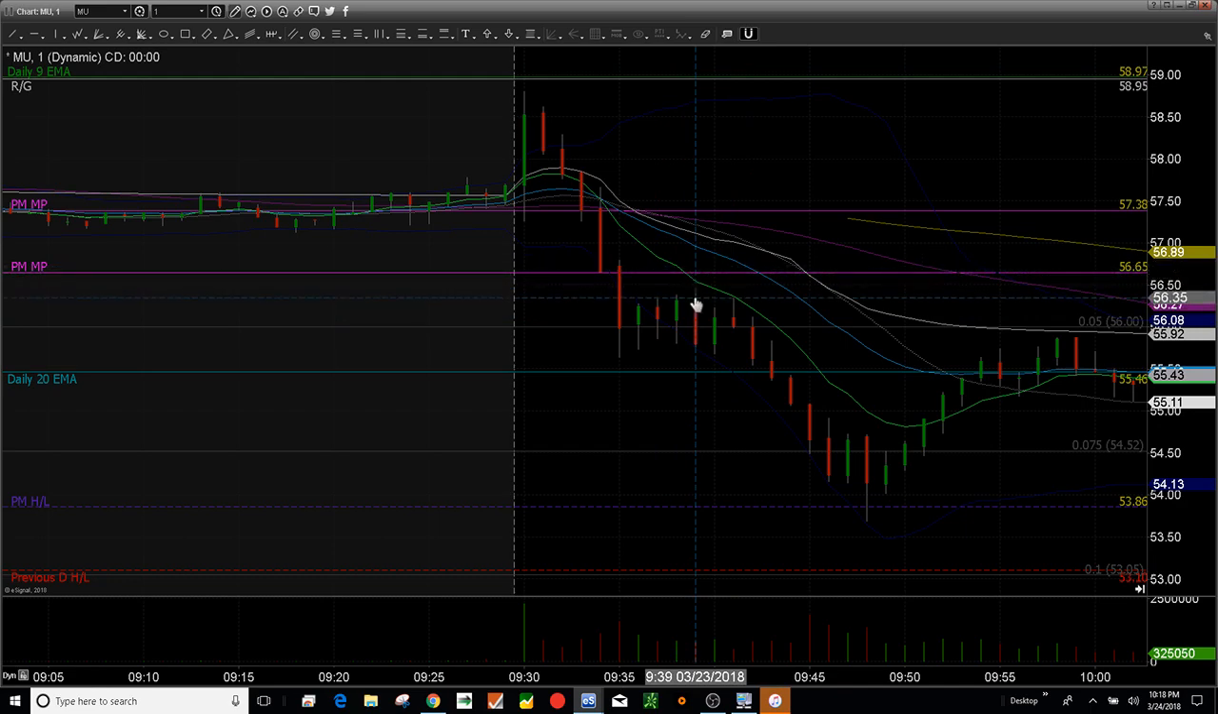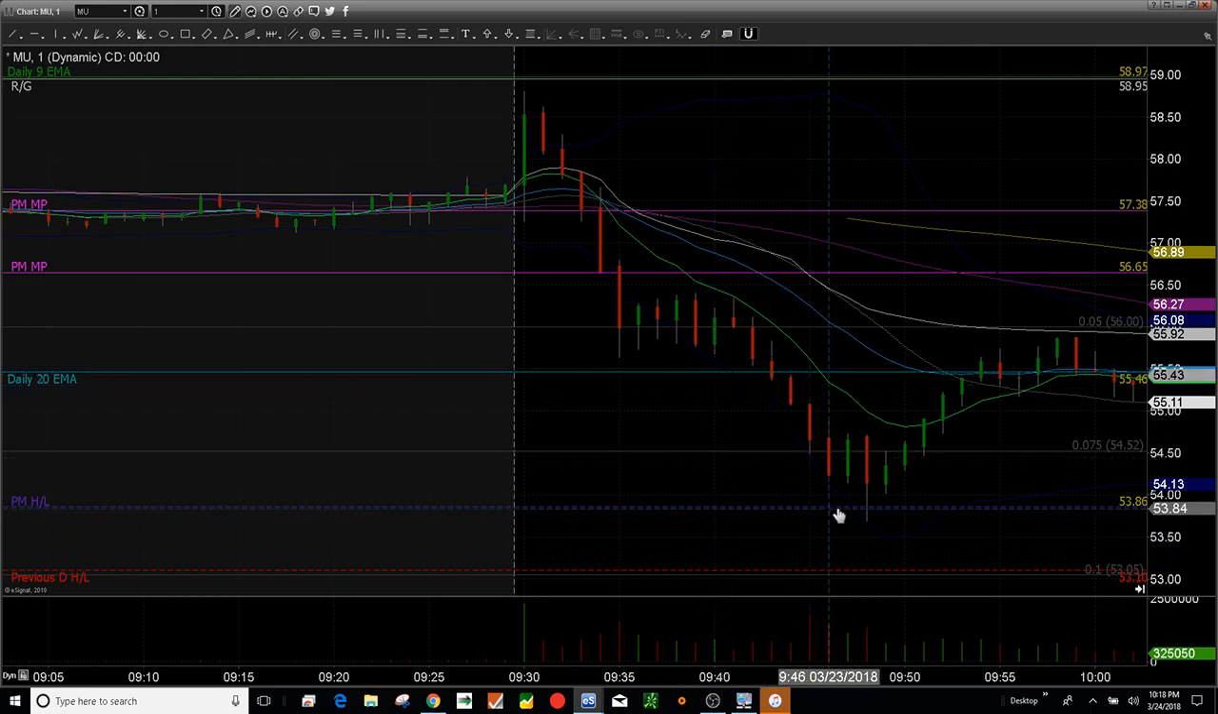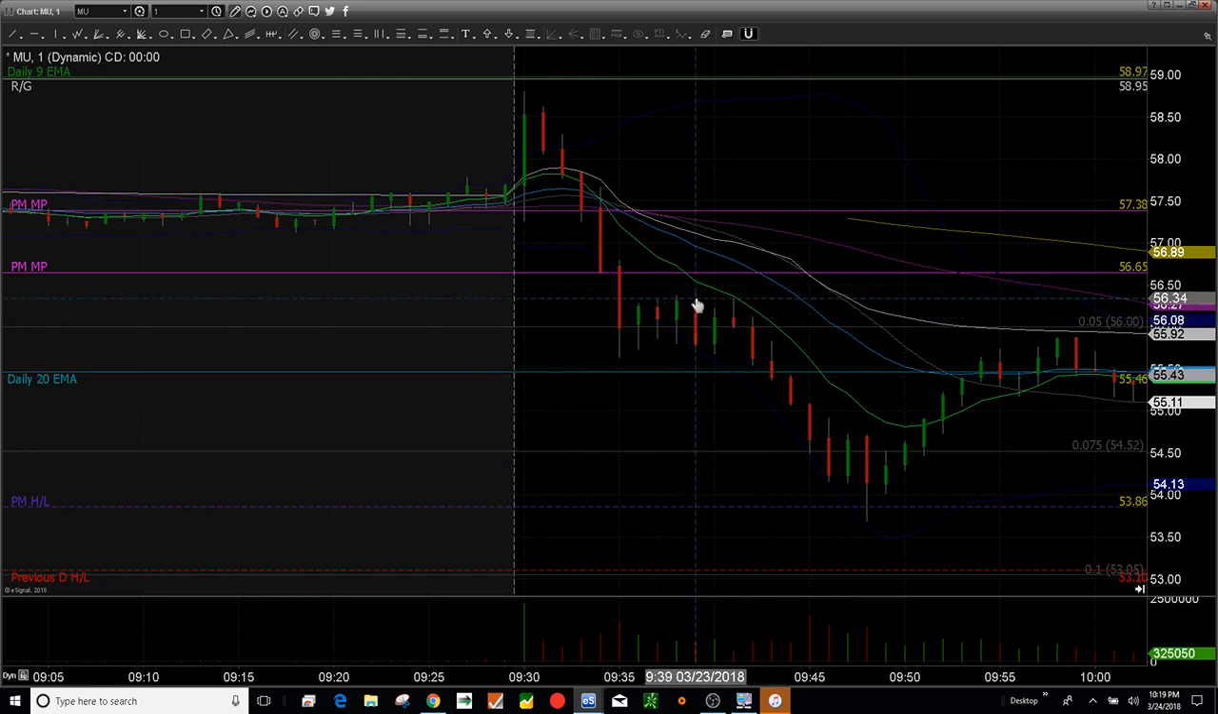I can take a trade short here and risk 30 cents and possibly go down to the 20. Hopefully we just break through this and then we get down to here. So you're going to risk 20 cents to make $3 there, almost $3. So that's a good risk versus reward.